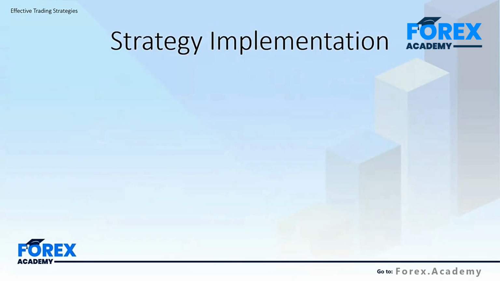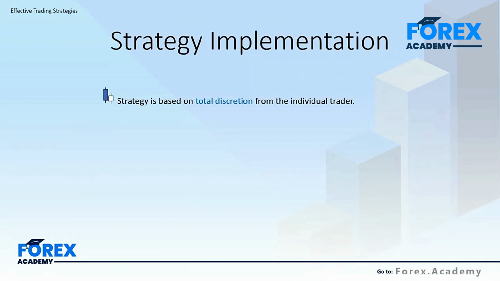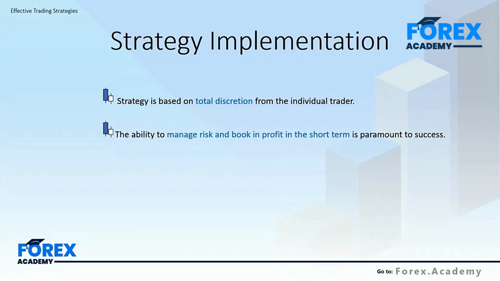Let's focus on strategy implementation then. The implementation is based on total discretion from the individual trader, total discretion. So there's no set rules that apply in terms of that technical analysis where you always have a one-to-one risk reward. You're reading what's happening to the price action, you're getting in, and in terms of your stop loss, you might not simply place it. You'll simply have an idea that you don't want to lose 3 or 4 or 5 euro on the trade, or perhaps 20 euros on the trade, depending on the market you're looking to trade, with a profit target in sight. The ability to manage risk and book in profit in the short term is paramount to success.